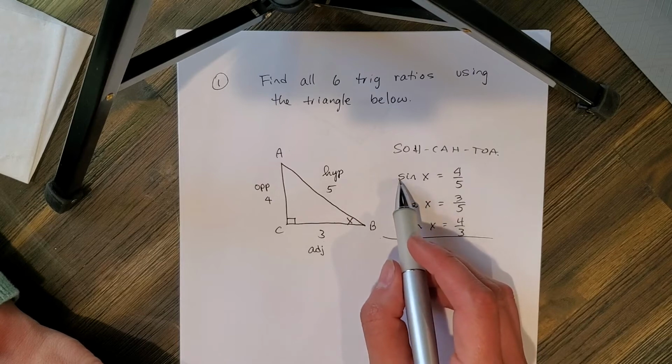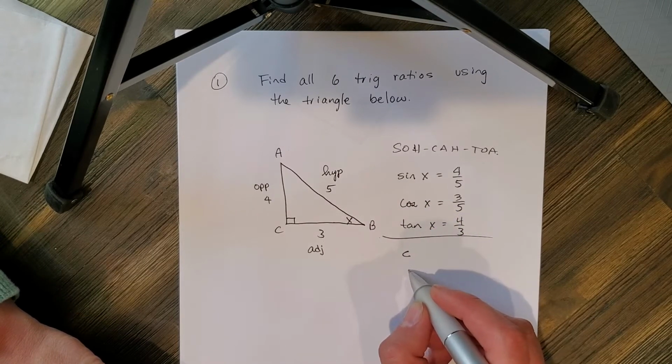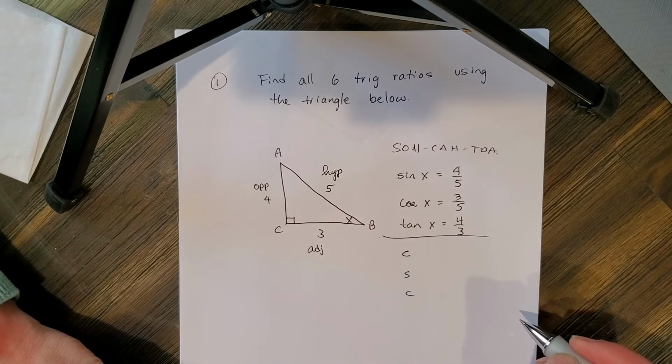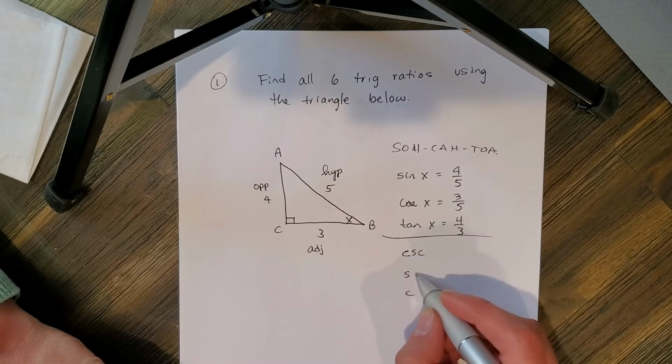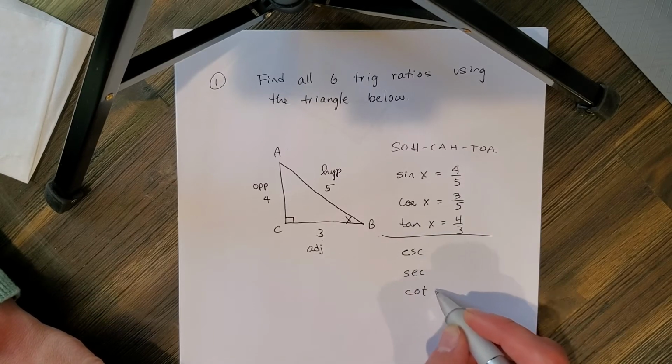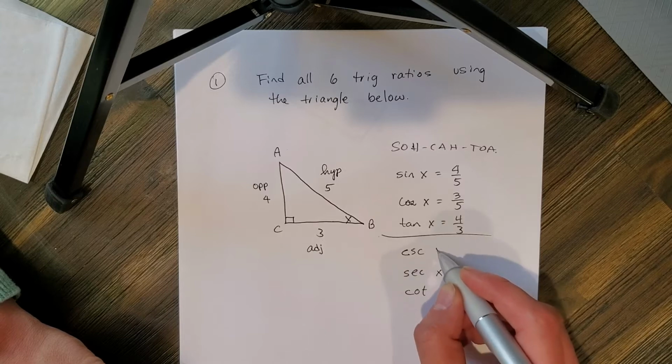Okay, and so now I can do my reciprocals, right? So remember, if that starts with an S, we start here. C, S, C. Just do that. And so this is going to be cosecant, secant, and cotangent. Okay, so of the same angles there.